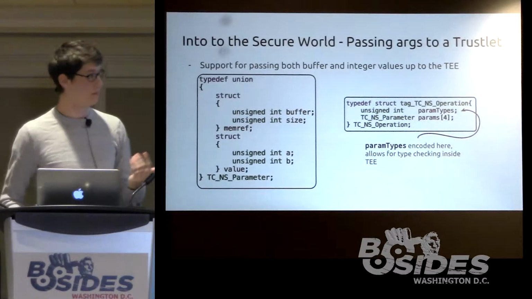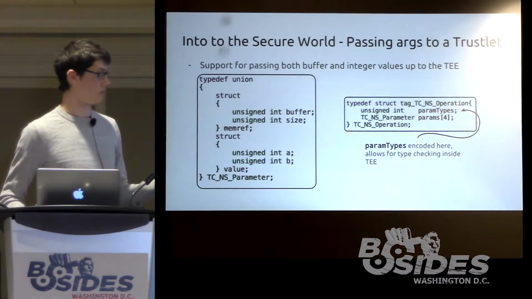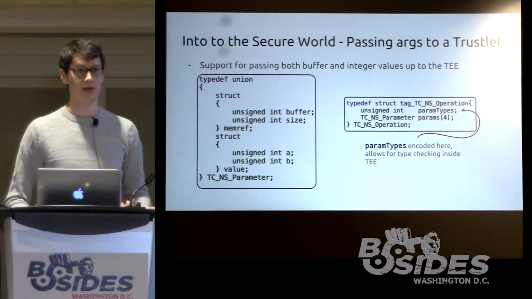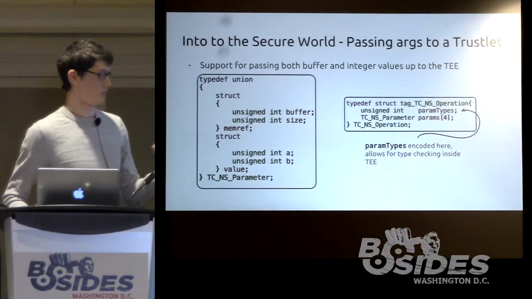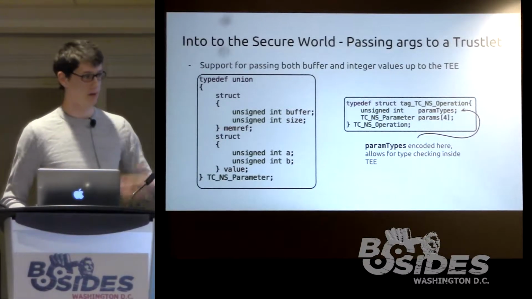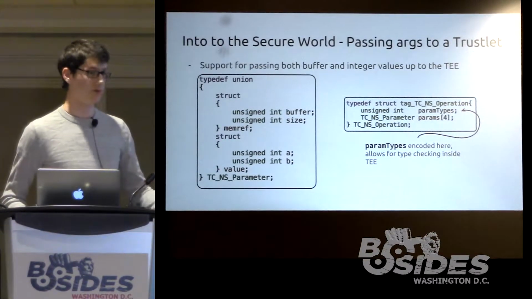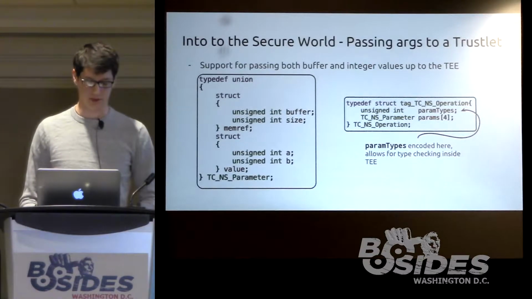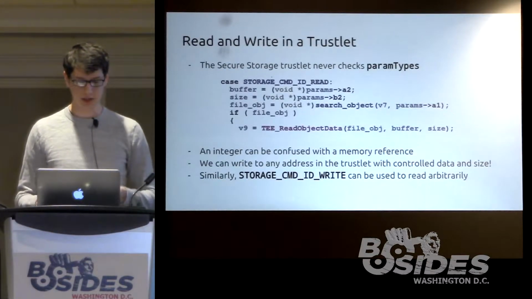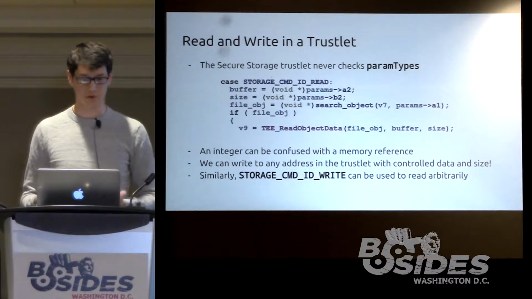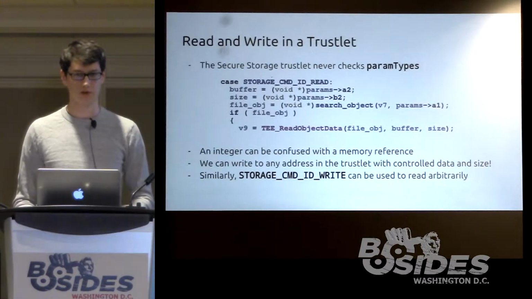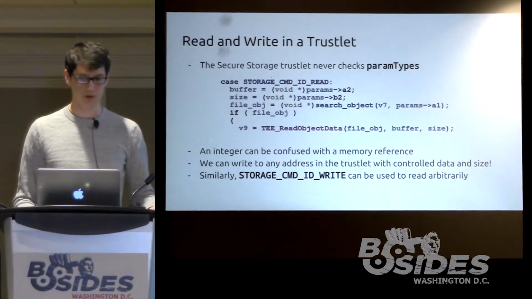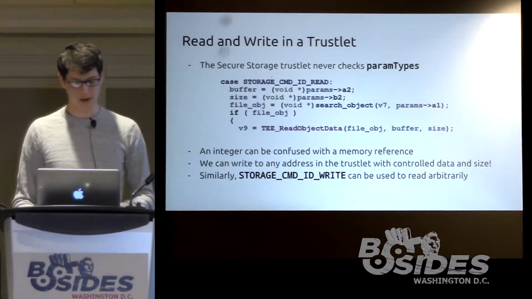So if you have a buffer argument confused with an integer argument, that can be pretty bad, because it means that any address that we put into A, an integer can be any value, can be confused as an address, and this can be used to cause havoc. So now getting into the actual param types checking, as it turns out that not a lot of Trustlets actually check these. So I guess there was some kind of miscommunication between the Trustlet developers and the kernel driver developers, and they didn't know how the system worked.